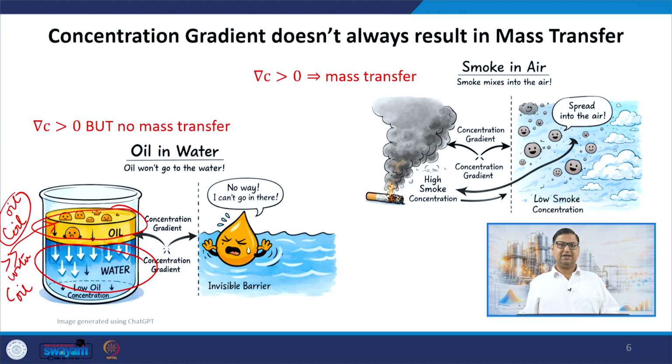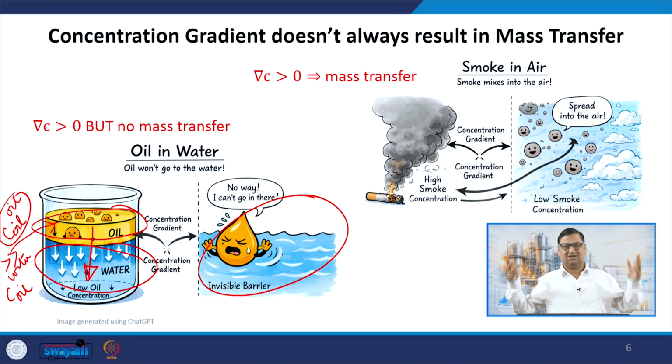So, therefore, there is a concentration gradient for the oil, and if our argument of concentration gradient resulting in mass transfer is true, it should result in oil getting into the water phase, but it does not. Oil does not want to go there. There is some kind of an invisible barrier. If we do not look at it at a fundamental level, it may appear that the oil is not getting there. There is a principle that tells it to go, the concentration gradient is there, but it is still not going, right.